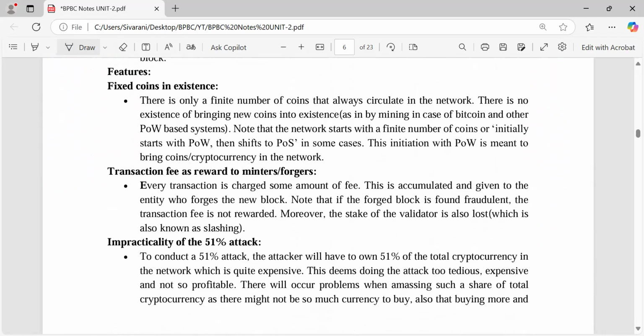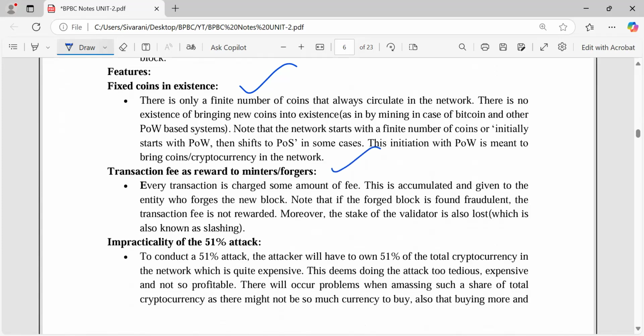Next, what are the features of coin for proof of work? It has a fixed number of coins in existence, so the finite number of coins always circulate in the network. There is no bringing of new coins into existence. Note that the network starts with a finite number of coins initially. Start with proof of work; it is shifted to POS in some cases.